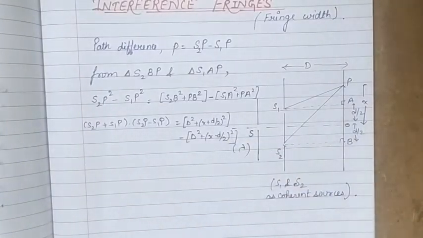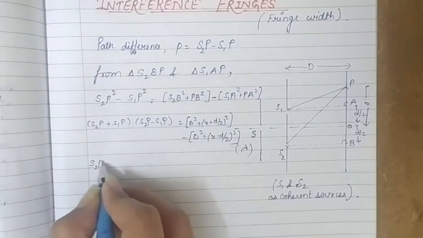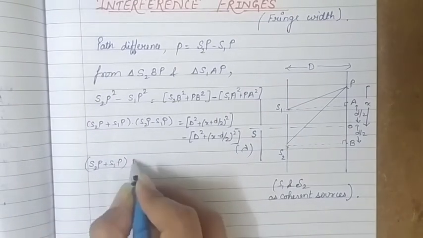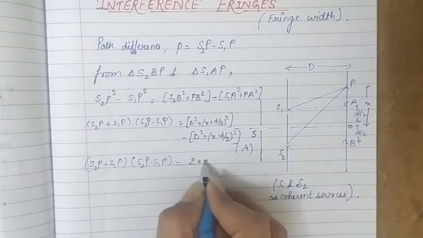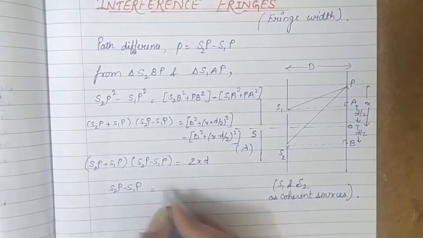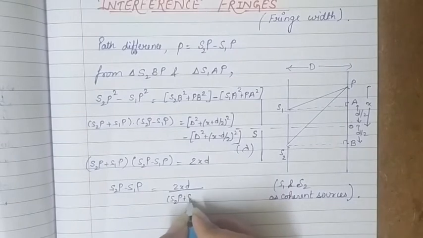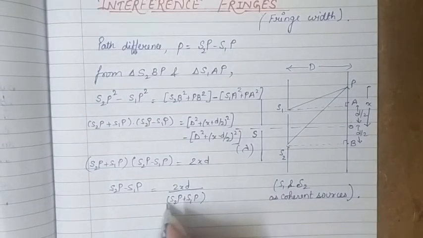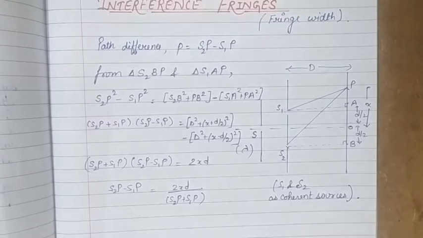Now if we solve the right hand side, D square and D square will cancel out, and by solving the whole equation we get S2P plus S1P into S2P minus S1P equal to 2xd. On rearranging we get the value of S2P minus S1P, which is the path difference, equal to 2xd upon S2P plus S1P. Now this quantity S2P plus S1P is unknown, so we have to substitute it. Practically, the point P that we have considered lies very close to O.